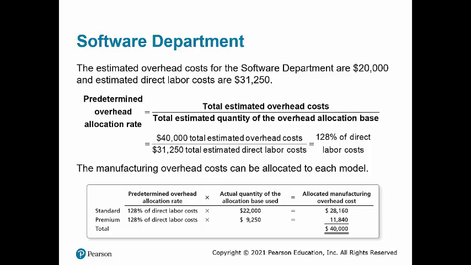Again, we're going to use the actual quantity of the allocation base. So if the standard tablets required $22,000 in direct labor cost, we multiply that by 128% to get the manufacturing overhead cost for the standard tablets of $28,160. If the premium tablets required $9,250 of direct labor costs, we multiply that by 128% and get the total overhead cost of $11,840, and when we add the totals together we see the total $40,000 that was allocated for the software department.